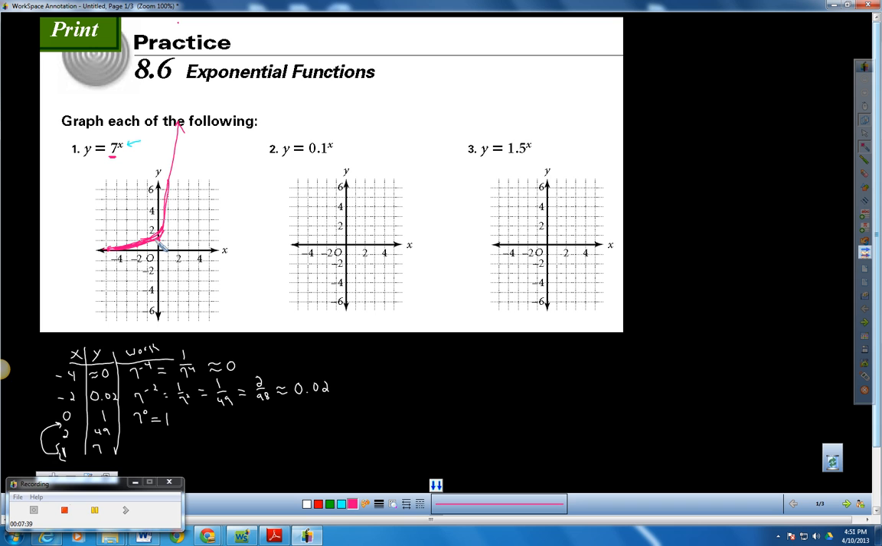And your goal is to do a better job than this. Okay, your goal is to do a better job, but you do have to take it through that point 0, 1. Okay, so that's the first one. I'll go ahead and stop now. If you get it, try a couple, and then maybe come back and see the second two completed for you. But that's how you graph an exponential function.